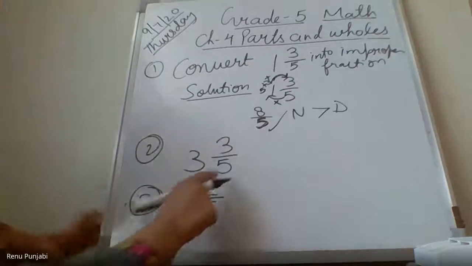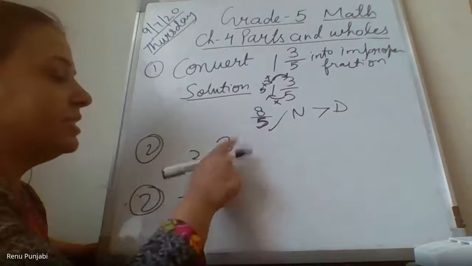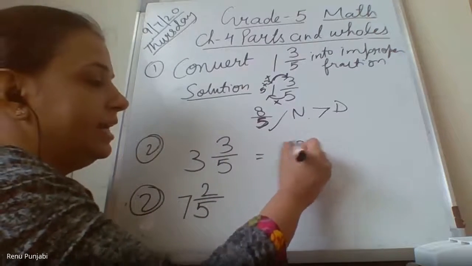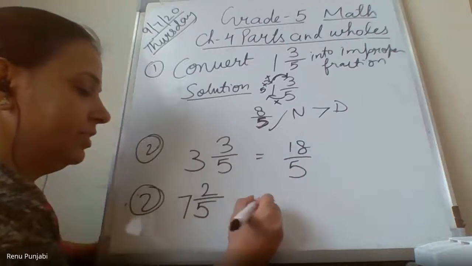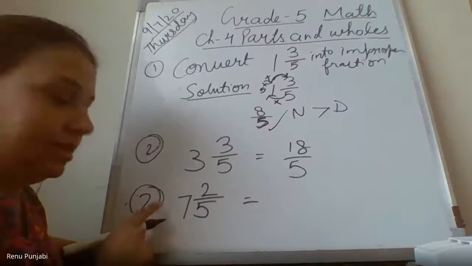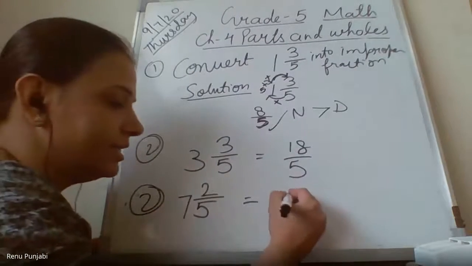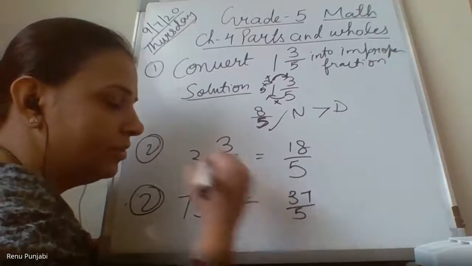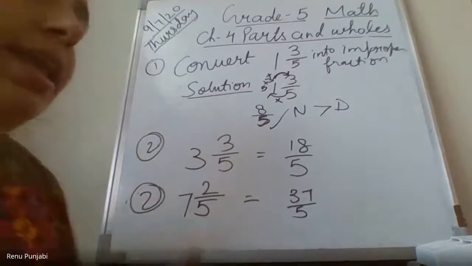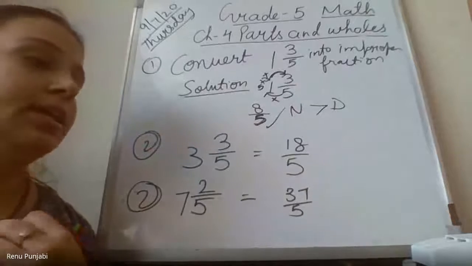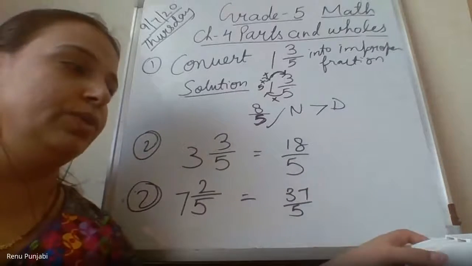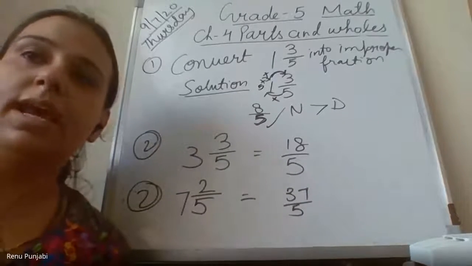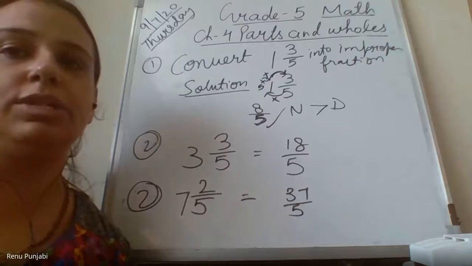So it is 5 into 3 is 15 plus 3. So it will be 18 upon 5. 5 sevens are 35 plus 2. 37 upon 5. Hope you all are clear how to convert the improper to the mixed, and how to convert the mixed into the improper fraction.